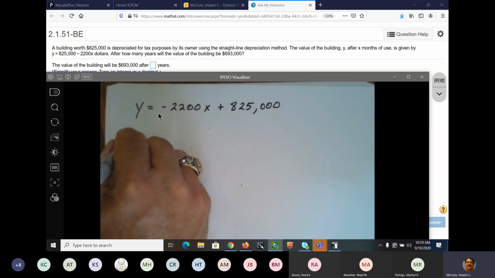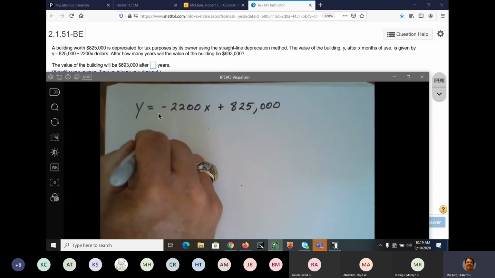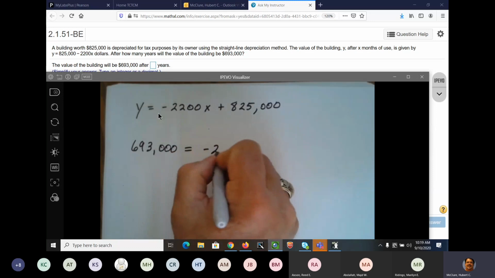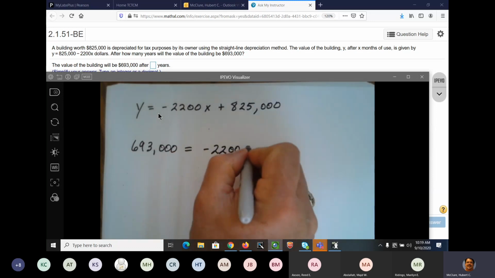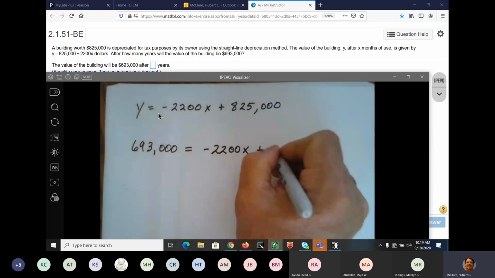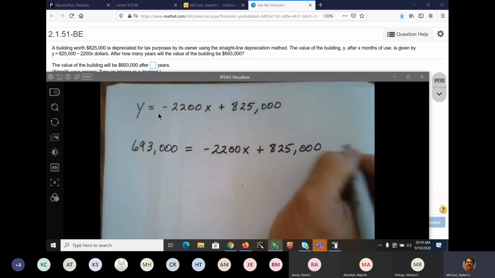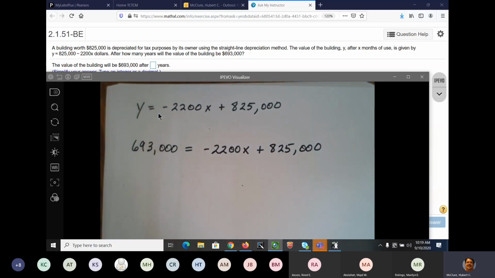So 693,000 is equal to negative 2200X plus 825,000. All right, I'm going to give you a minute, and I want you to solve that for X.